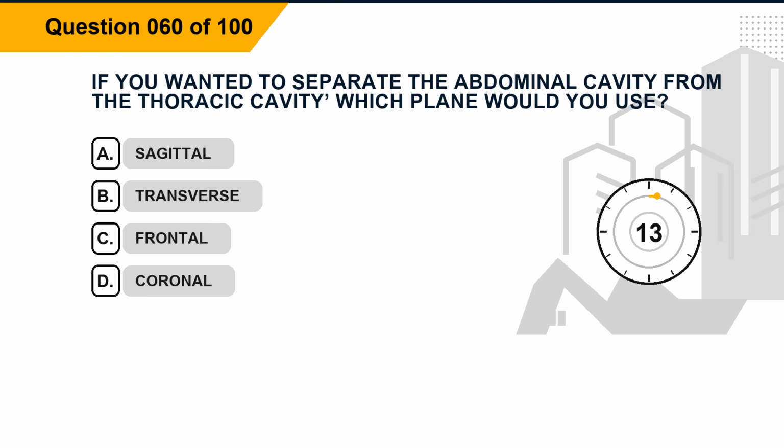Question 60. If you wanted to separate the abdominal cavity from the thoracic cavity, which plane would you use? Option A, sagittal. Option B, transverse. Option C, frontal. Option D, coronal.